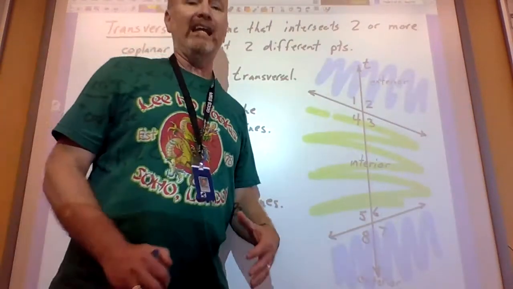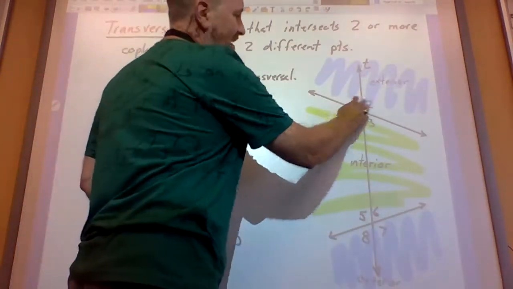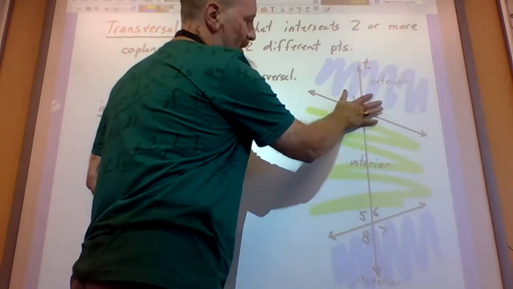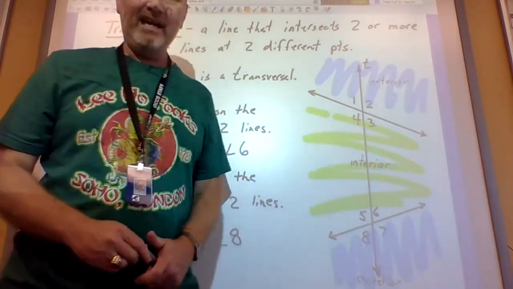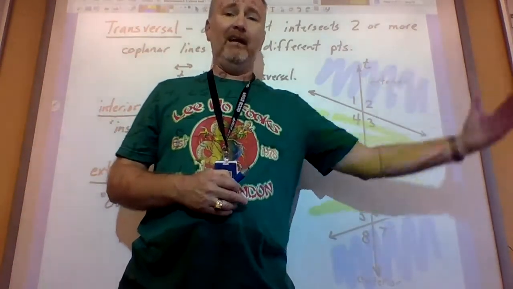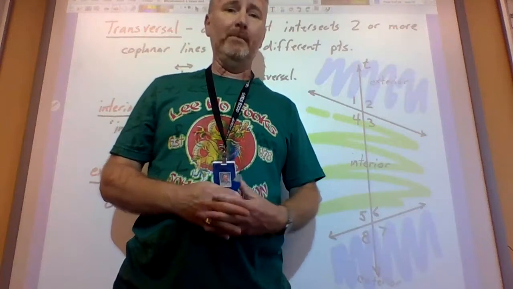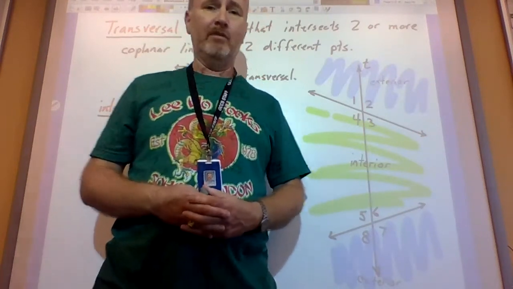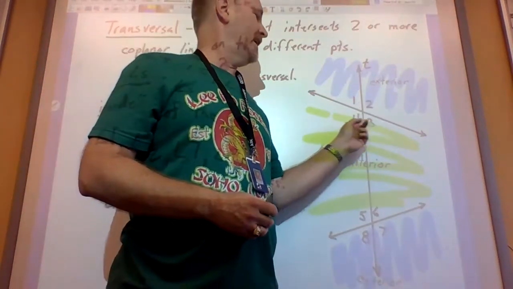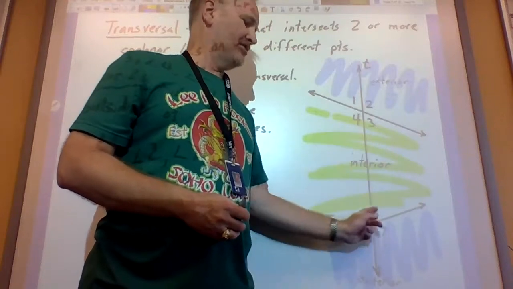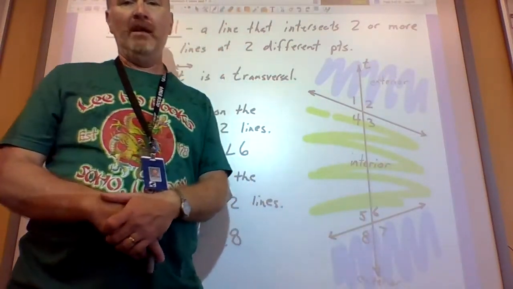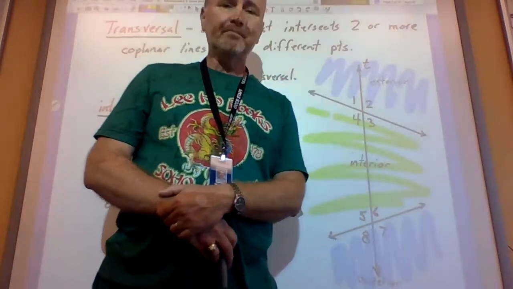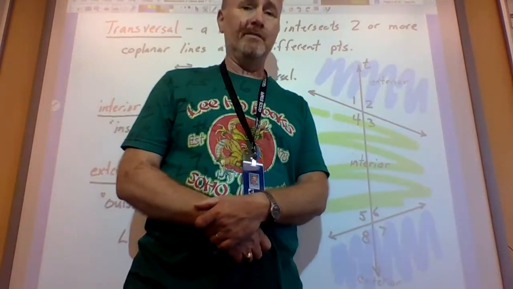And what happens when he does that? It creates 8 angles. 1, 2, 3, 4 up here. 5, 6, 7, 8 down here. It creates 8 angles. In the rest of today's lesson and next lesson, we're going to be talking about the relationships that are created. Everybody up here has a relationship. There are 4 different relationships with somebody down there in the bottom. So that's where we're going to spend the bulk of our time.